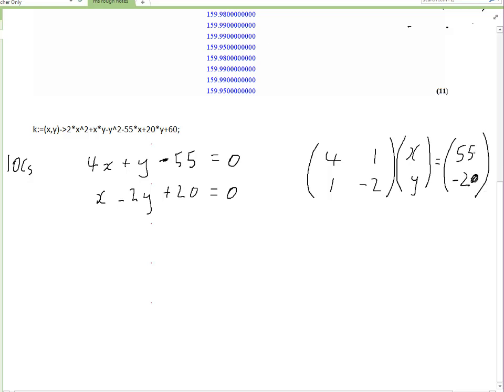So I enjoyed doing this in a live class because the live class will tell me all the errors I'm making, and I won't go on making the 4, 1, 1, minus 2. Okay, it seems pretty good.